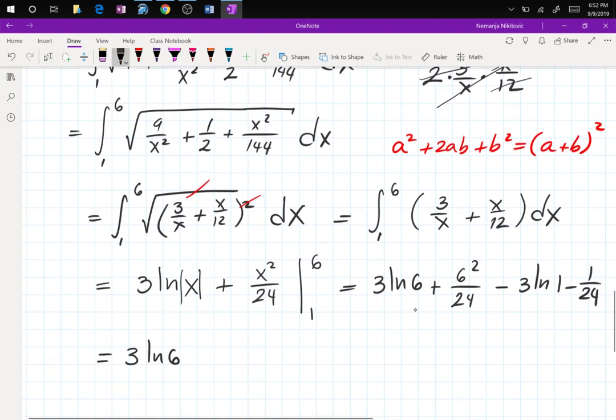3 ln 6 stays as is. How much is ln of 1? Very good. So we have 36 minus 1 is 35. So plus 35 over 24, and that's the answer. Now you can go and get the decimals if you want, but that will be the exact answer. The length of the curve is 3 ln 6 plus 35 over 24. And that's it. Done deal.